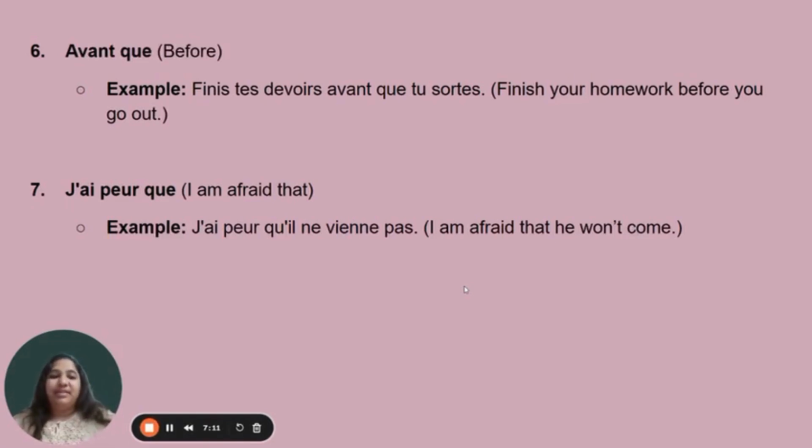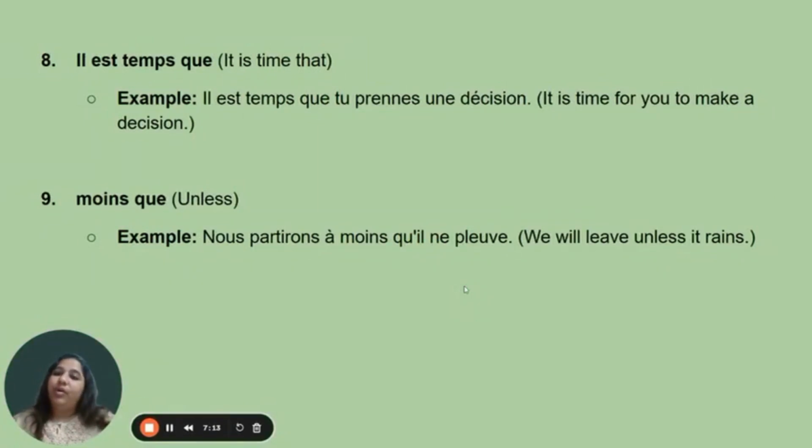Next is il est temps que. Il est temps que, it is time that. Il est temps que tu prennes une décision. It is time for you to make a decision. Prennes comes from the verb prendre, so you have conjugated the verb prendre here.